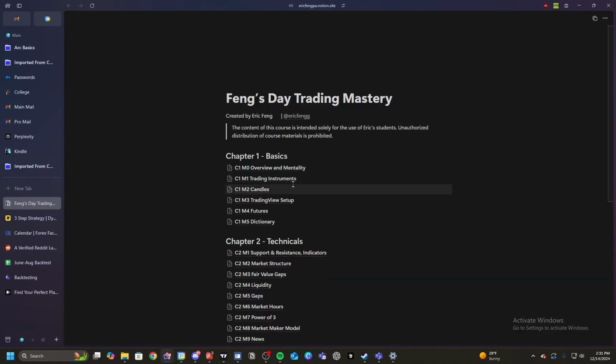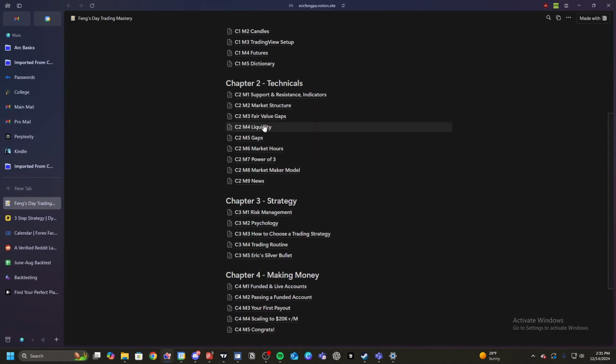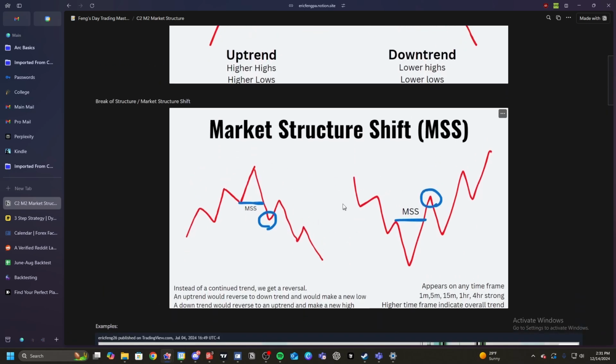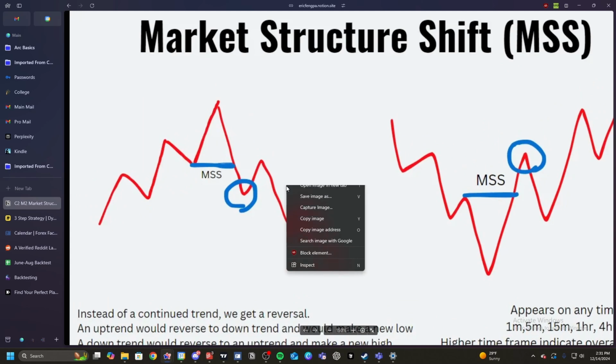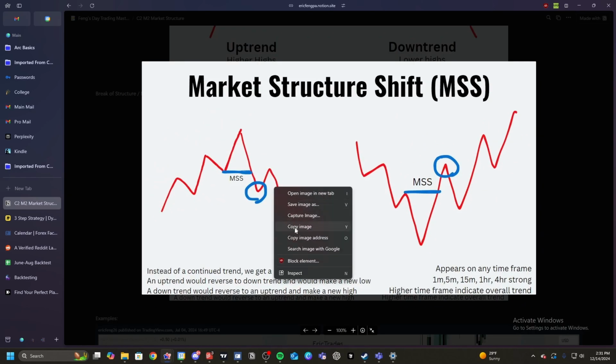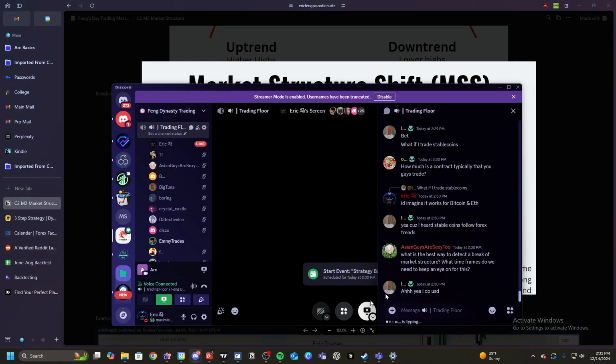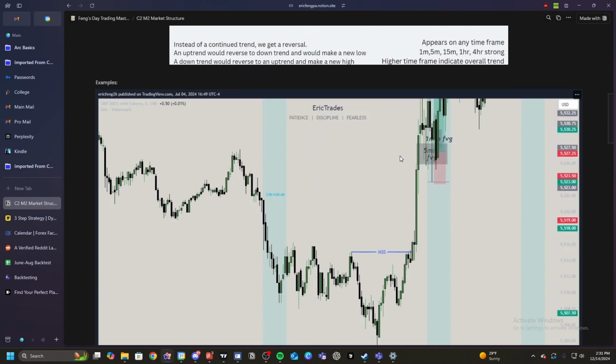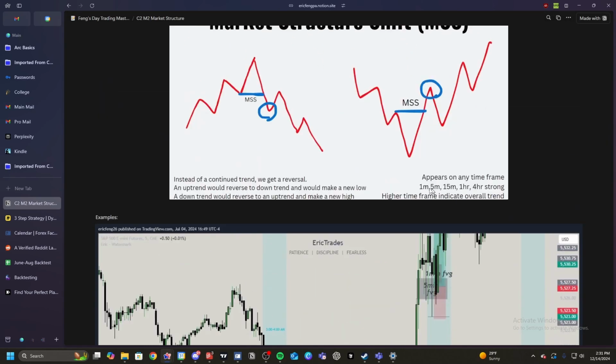This Notion page that I have, and I'll go to market structure. So essentially, this is what a market structure shift is. In an uptrend, we make a new low with a candle close, and in a downtrend, it'd be a new high with a candle close. And the best time frame is minimum 5 minute, I think.